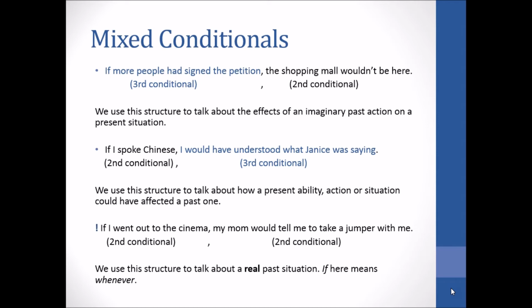The third example that we got there, if I went out to the cinema, my mom would tell me to take my jumper with me. That is not a conditional per se, but it's basically a real situation. When you have, let's say, past simple and then would or used to, basically you got two past forms, and in that case the if means whenever. Every time I went out to the cinema, my mom would tell me to take a jumper with me. So it's just describing a series of actions in the past. It's not fiction, it's real. There's no imaginary situation there, it's real.